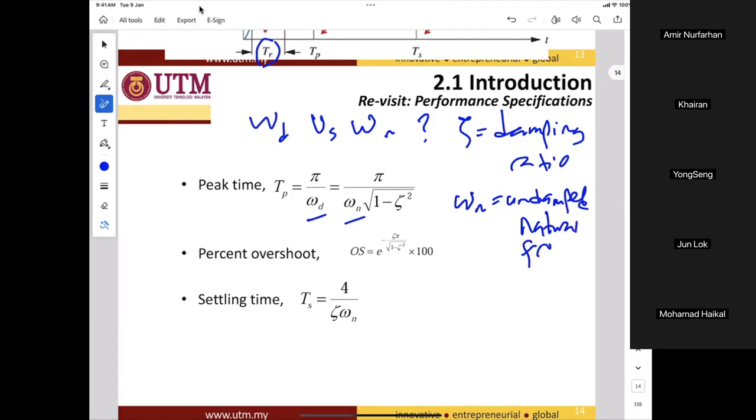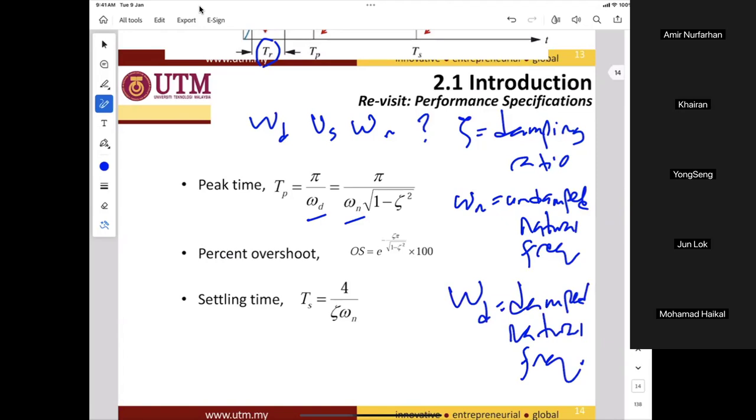Omega d is the damped natural frequency, and omega n is the natural frequency. Omega d, damped natural frequency. Okay, that is the difference between damped and undamped.